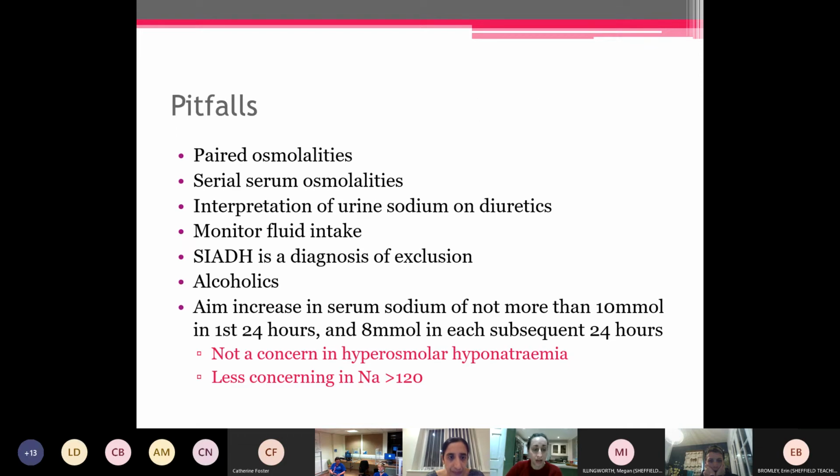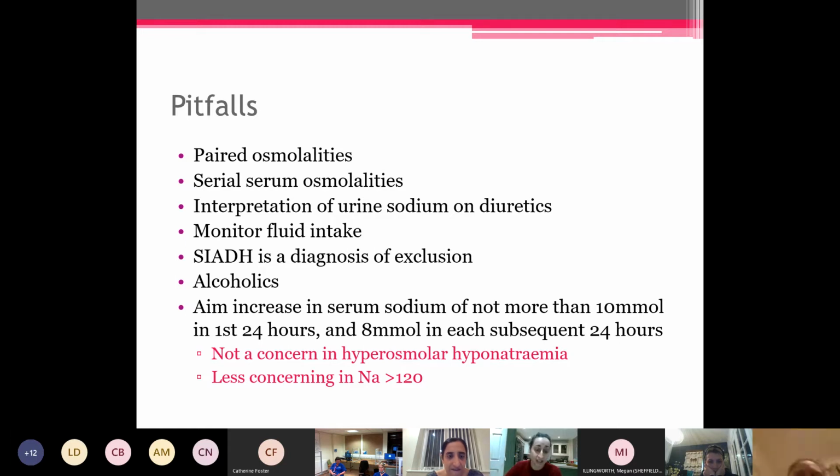So a few pitfalls: paired osmolarities. It doesn't have to be done at exactly the same time, but we do want it the same day. Serial serum osmolarities are not necessary. If you've got one and it is low, I am happy that that is low. I don't really care how low it is, in all honesty. If you do one and it's 260 and you do another one and it's 250, I don't really care. I just want to know that it's low. But if you did one and it was normal, I would be a bit confused, and I may ask you to repeat it in that case.